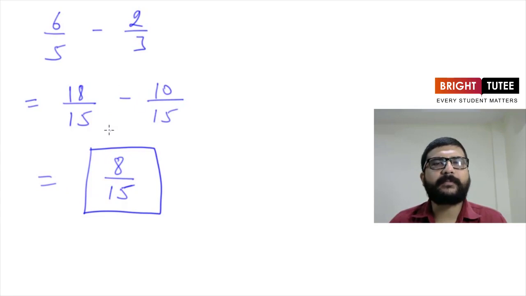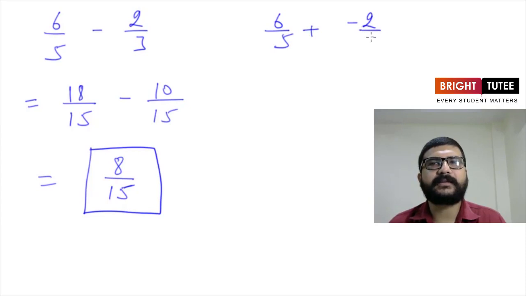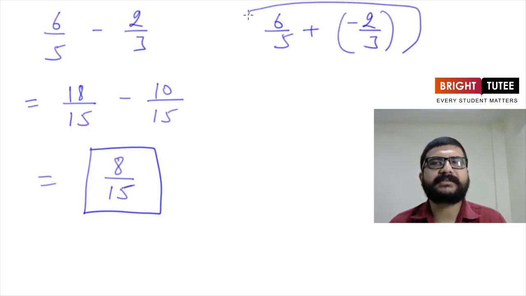So subtracting two numbers is almost same as adding two rational numbers. So what is this? This is basically 6 upon 5 plus minus 2 upon 3. This is just adding these two numbers.